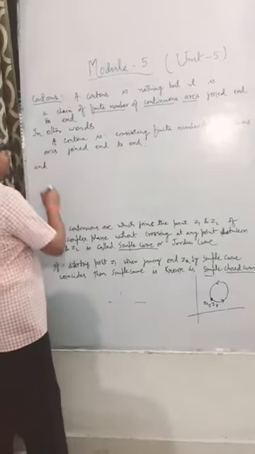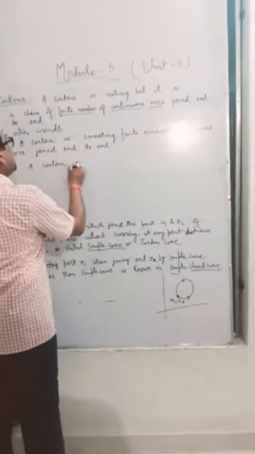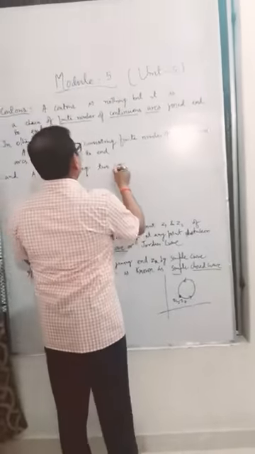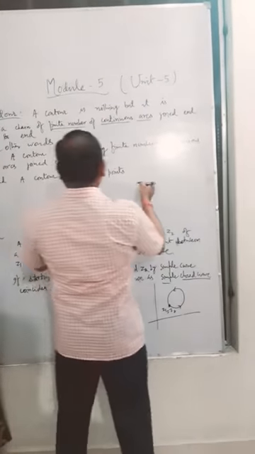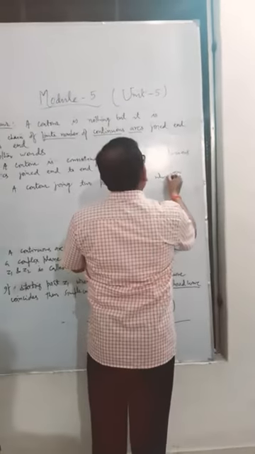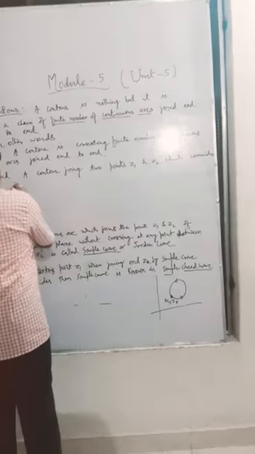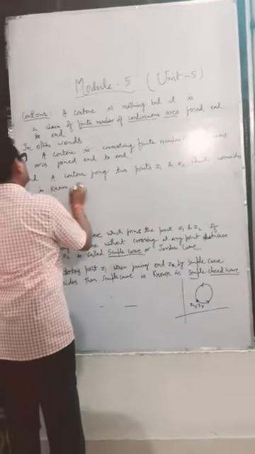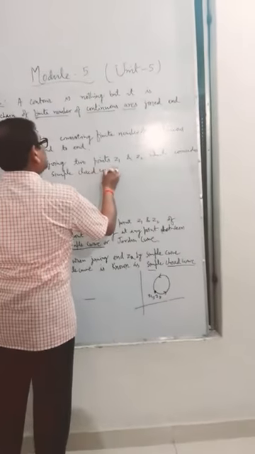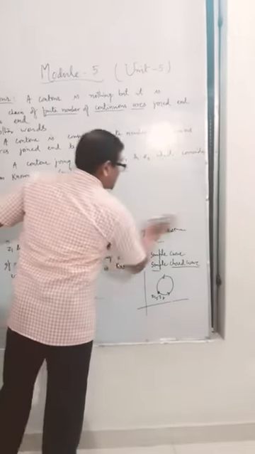And a contour joining two points Z1 and Z2, which coincide, is known as a simple closed contour. So this is all about your contour.